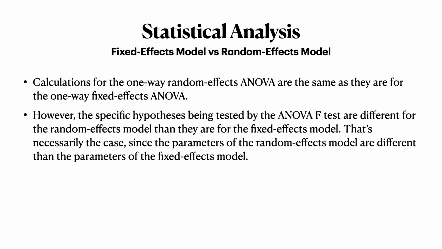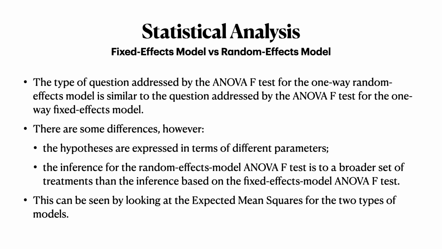However, the specific hypotheses being tested by the ANOVA F-test are different for the random effects model than they are for the fixed effects model. That's necessarily the case because the parameters in the random effects model are different than the parameters in the fixed effects model. Having said that, the question addressed by the ANOVA F-test for the one-way random effects model is similar to the question addressed by the ANOVA F-test for the one-way fixed effects model.